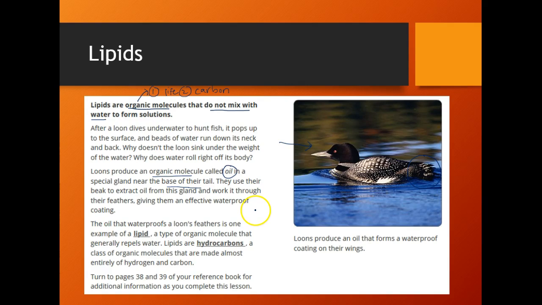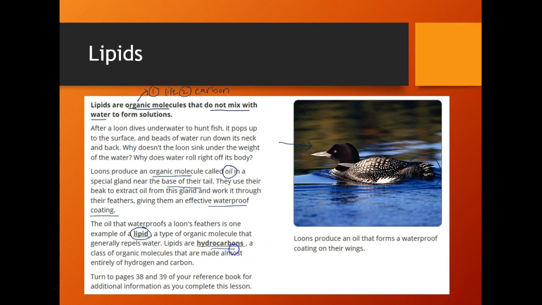They use their beak to extract or to take out this oil from the gland and work it through their feathers, which gives it this waterproof coating. So because it's waterproof and it has this oil over it, water doesn't absorb into the feathers but rather just runs off, just as if you were wearing a waterproof jacket in the rain. The oil that waterproofs a loon's feather is one example of a lipid, a type of organic molecule that generally repels water.